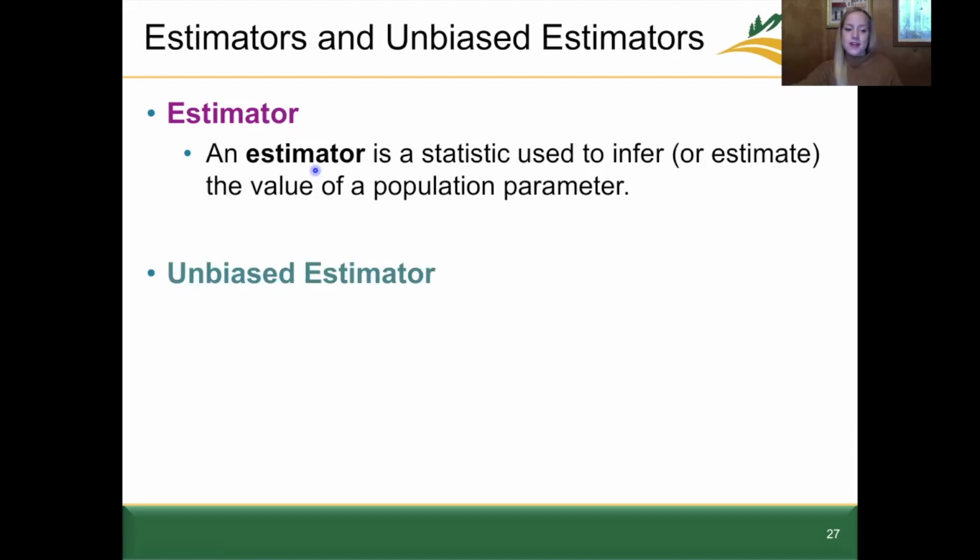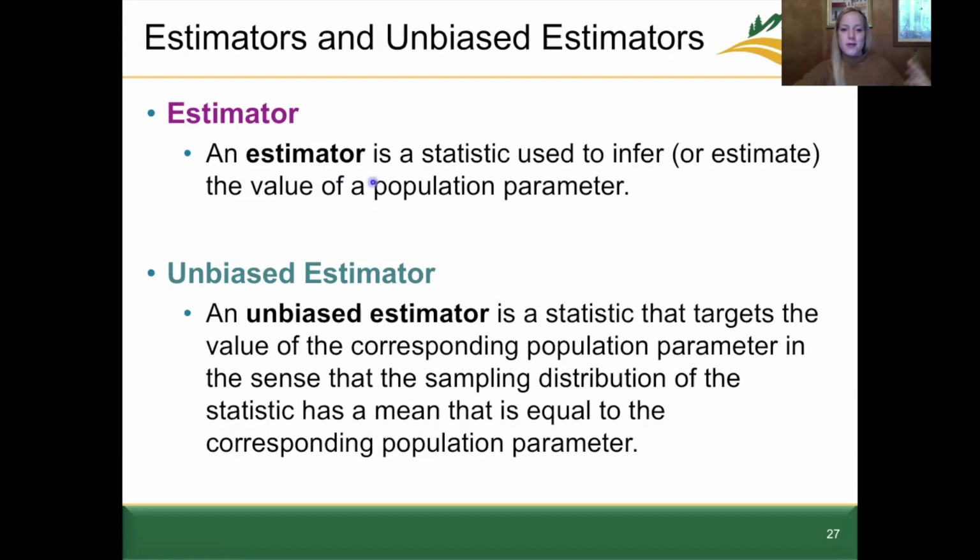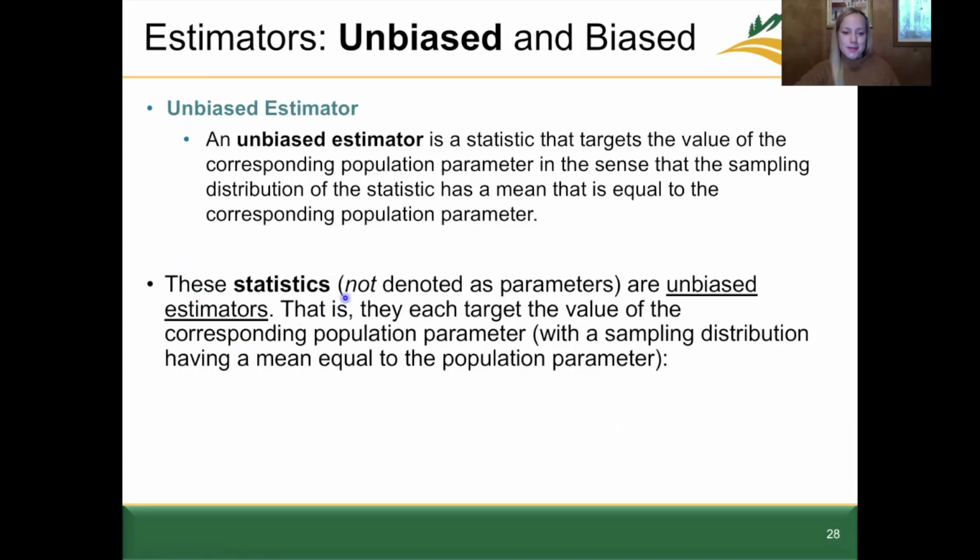An unbiased estimator is a statistic that targets the value of the corresponding population parameter, in the sense that the sampling distribution of the statistic has a mean that is equal to the corresponding population parameter. This should sound familiar because those three categories we just went through are all examples of unbiased estimators. Remember, statistics are not parameters because statistics reflect samples. The statistics we just talked about are considered unbiased estimators. That is, they each target the value of the corresponding population parameter, where the sampling distribution has a mean equal to the population parameter. Again, these are the three examples we've been talking about so far in the lecture.